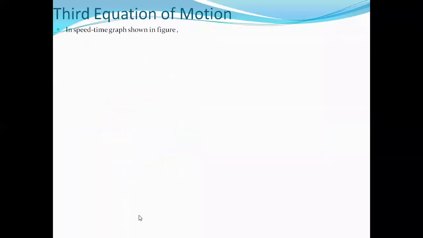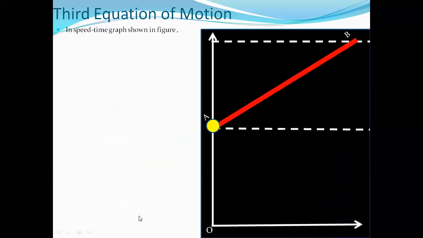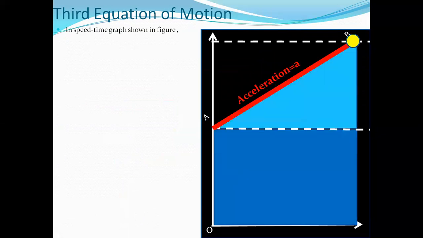Moving on towards the third equation of motion, again the process is the same. The body moved from point A to point B. There's an acceleration, which is represented by a slope. There's the distance covered, which is represented by two shapes. One is a right angle triangle, and the other one is a rectangle.